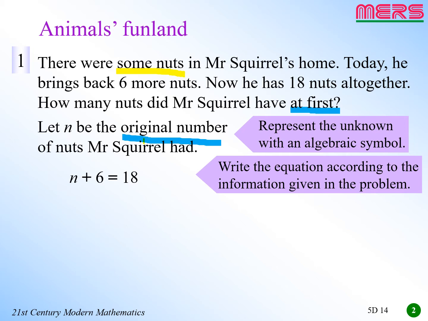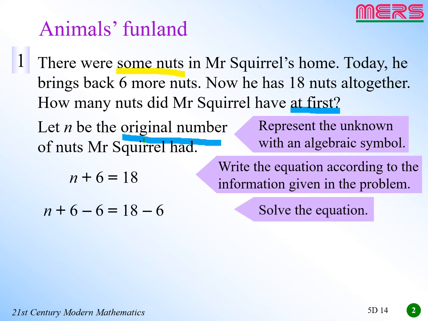And then we set the equation. So go back to the question. It said that there were some nuts. We don't know the exact amount, so we use n as the algebra symbol. And today, he brings back 6 more nuts, so we plus 6. And now he has 18 nuts altogether. So that means the total is 18. So we can set the equation as n plus 6 equals 18.